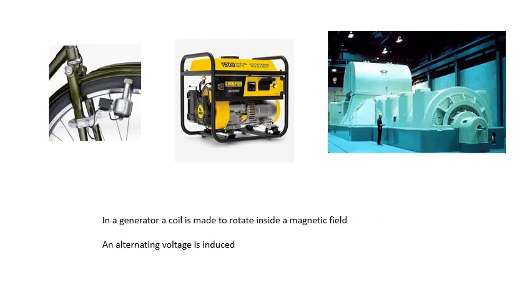Here are some generators. There's a bicycle dynamo. That's a little one, but it does its job. The middle one is something that you might find on a building site, generating electricity. And then the one on the right is in a power station, big, massive generators. A generator is basically a coil or several coils rotating inside a magnetic field, and we get an alternating voltage, an AC voltage, as the coil rotates.